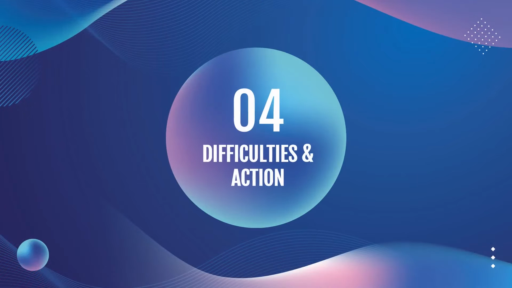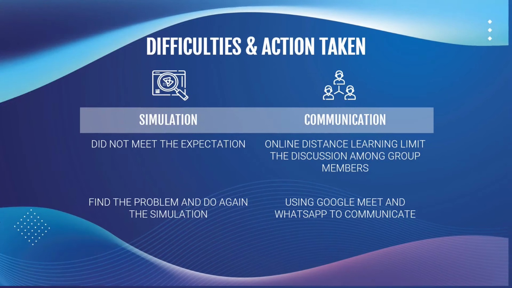Now, let's look at difficulties and action. The difficulty in the simulation is that it did not meet the expectation. We were expecting that the ball would launch and bounce on the launch base, but in reality the ball was turning around the launch point. So the action taken is to find the problem and do the simulation again. The problem is that the coincident point between the bottom point of the ball and the launch point needed to be deleted so the ball can be launched.